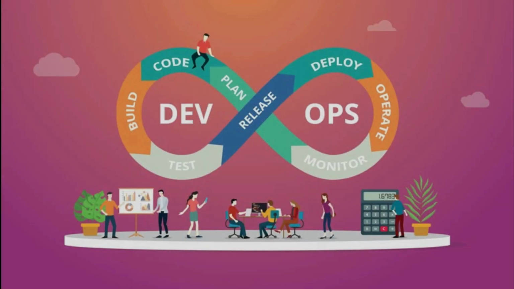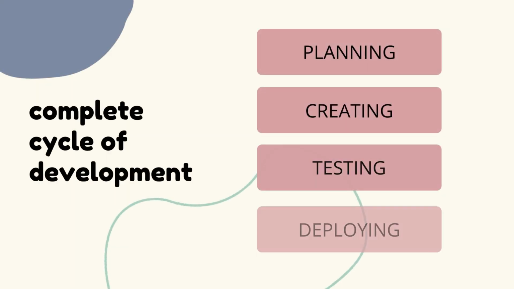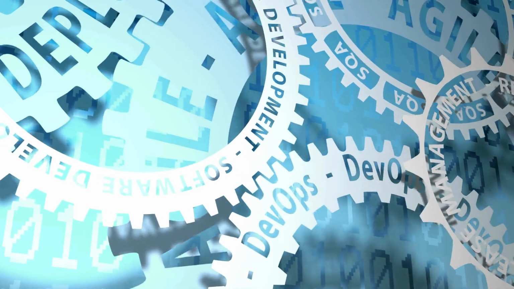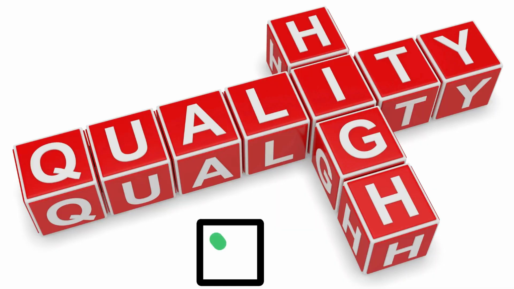Software development life cycle is a framework that defines the steps involved in the development of software at each phase. It covers the detailed plan for building, deploying, and maintaining the software. SDLC defines the complete cycle of development, such as all the tasks involved in planning, creating, testing, and deploying a software product. It is a process that defines the various stages involved in the development of software for delivering a high-quality product.